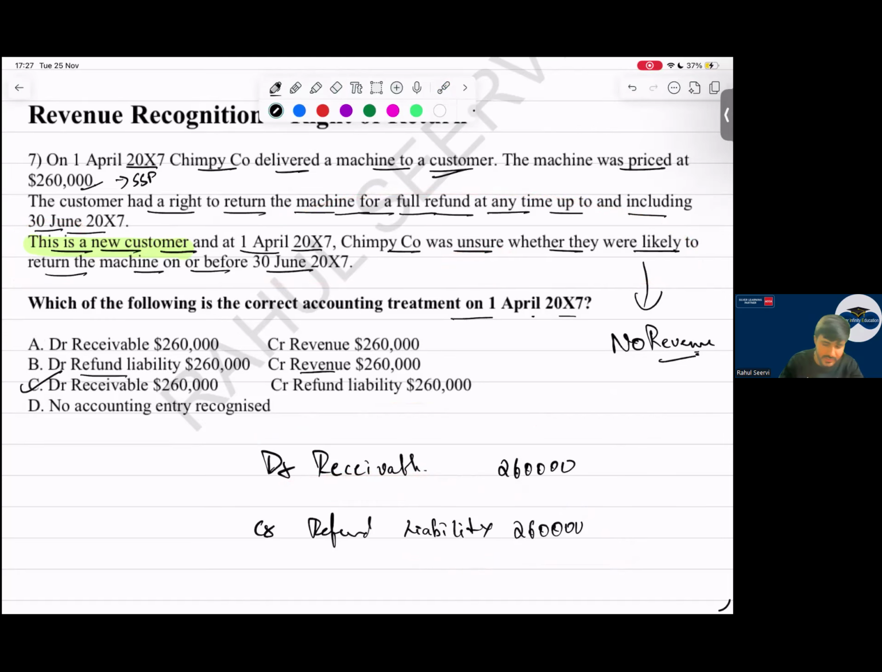This was a little bit dicey question where students would have made a mistake. It's okay, no issues. Out of 6 or 7 questions till now, if you made a mistake in one question, it's okay. Let us start with the next question. I hope it's clear to everyone. Please revise the concepts so it will be easy for you.